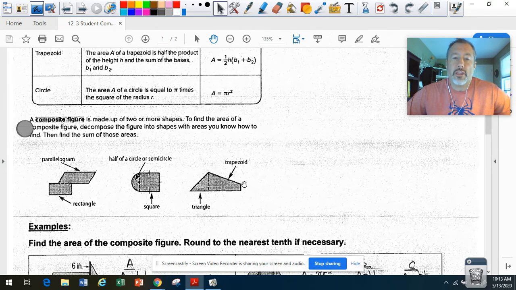You can call this little piece here base 1, and this bigger piece base 2, or you can flip-flop them. That works either way. And once again, this length here at the bottom will be our height of the trapezoid. Find the area of each, add them together, and that gives you the total area of this shape. So let's practice some now.